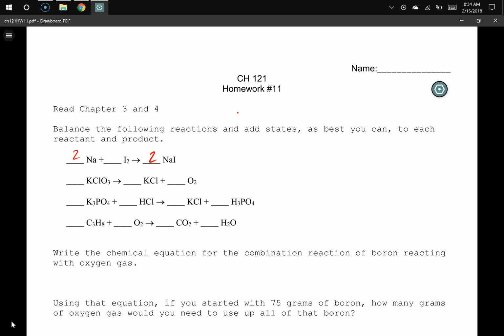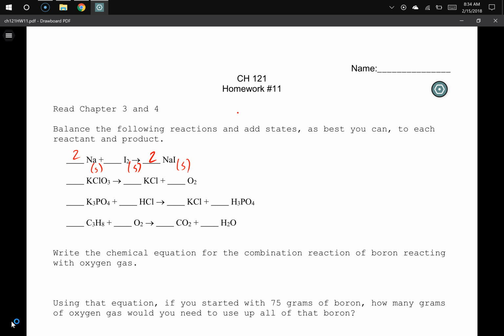What about states? The sodium's solid because it's an element in its elemental state, and it says solid on the periodic table. The iodine, also solid. And the last one? How do you know that the last one's solid? It is.